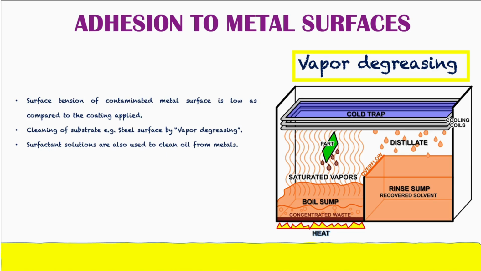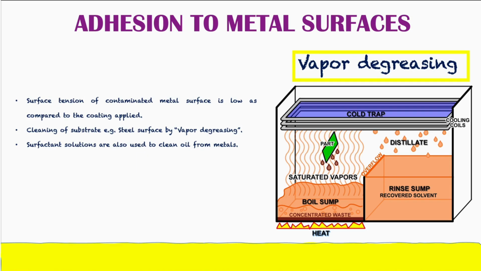But when the substrate or the metallic surface is contaminated with oil or dust, then its surface tension becomes low as compared to the coating, due to which it should be cleaned properly or wiped off with a wet rag or using a solvent. Now, a more effective method for the cleaning of such metal substrate is called vapor degreasing.